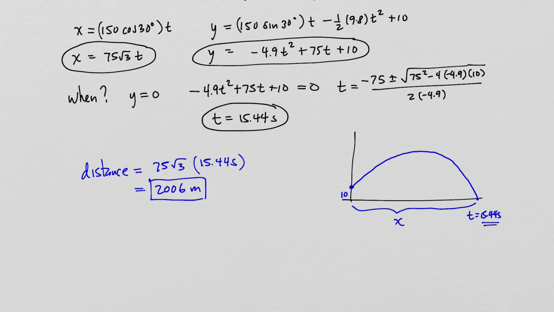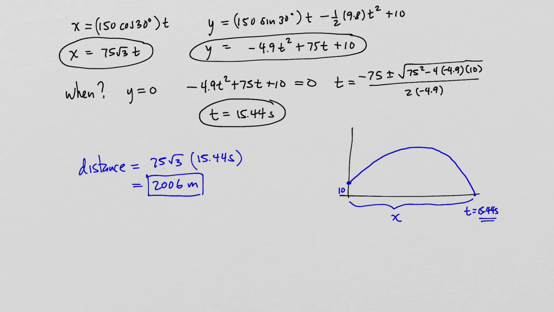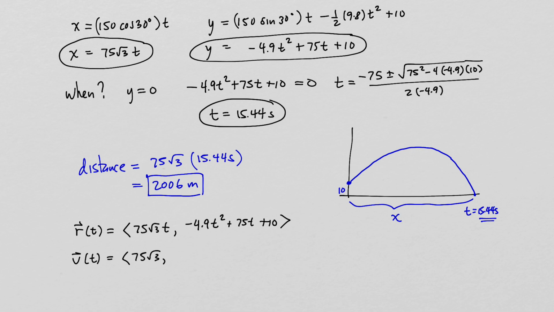Now we want to know with what velocity it hits the ground. So for this, we need the velocity function. So let's find v of t. And just for notation's sake, first of all, let me represent the position function r of t. This is 75 radical 3 times t, and then negative 4.9 t squared plus 75t plus 10. So for the velocity function, v of t is going to be the derivative here, which is 75 radical 3, then negative 9.8 times t plus 75.